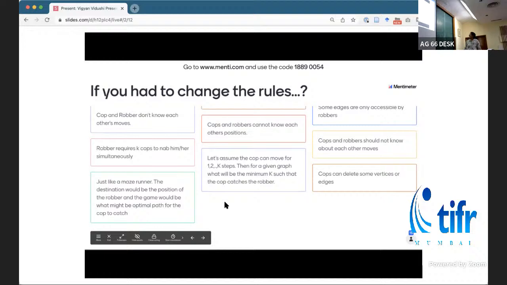All right, let's assume that the cops can only move for the first K steps. What will be the minimum K such that a cop... So you're interested in minimizing the number of rounds the game lasts as well. Okay, like Maze Runner, the destination would be... So the robber is trying to get somewhere and the cops are trying to stop them from getting there.